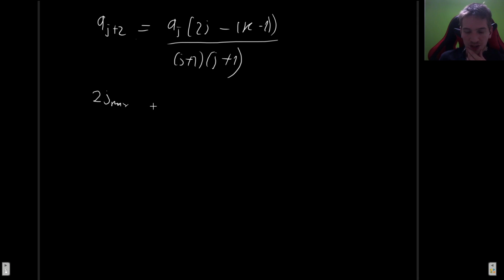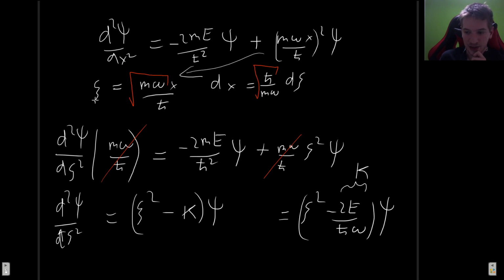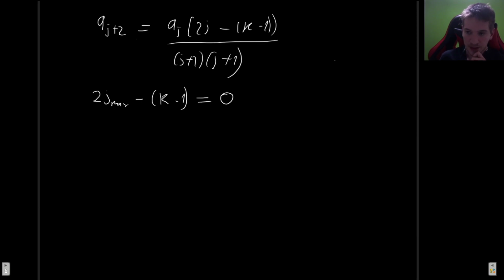So, well, we know that there's going to be this upper limit. So this upper limit then has to be equal to 0 for some j. So 2j max minus k minus 1 has to be equal to 0. That is our condition for this to be normalizable. So from this, actually, we can see something that is very interesting, because what was k? k was just 2e divided by h bar omega.